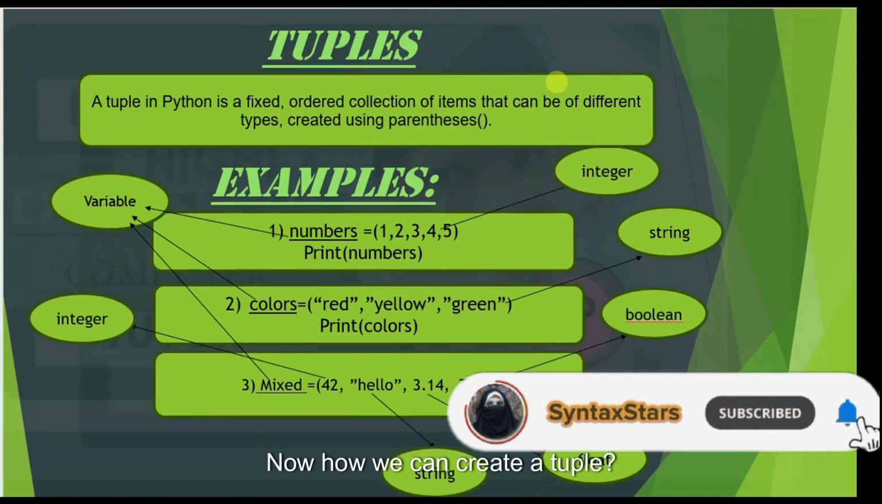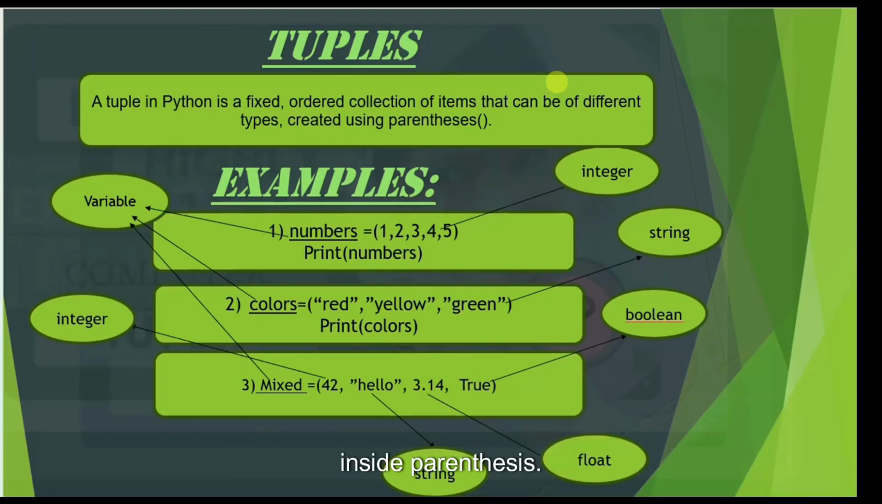Now how can we create a tuple? Tuples are created by placing elements inside parentheses. We can create different types of tuples such as an integer tuple, a string tuple, a mixed tuple, or even a nested tuple. Let's start with creating an integer tuple.